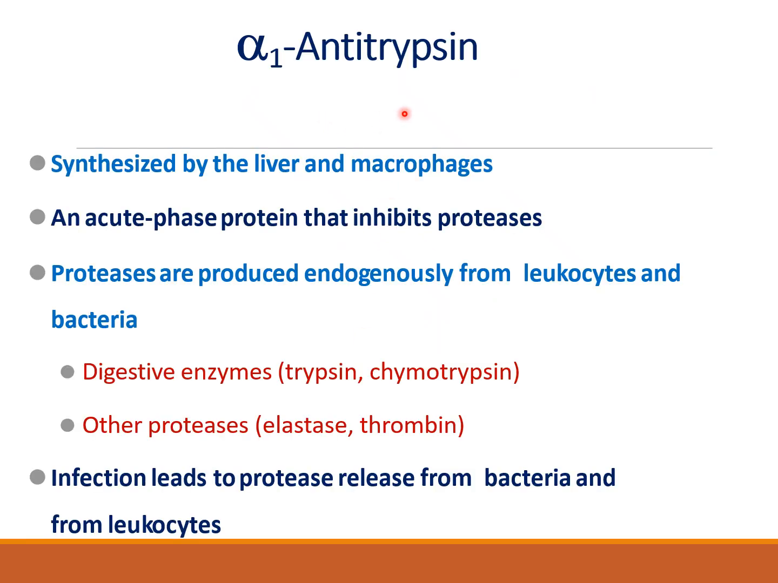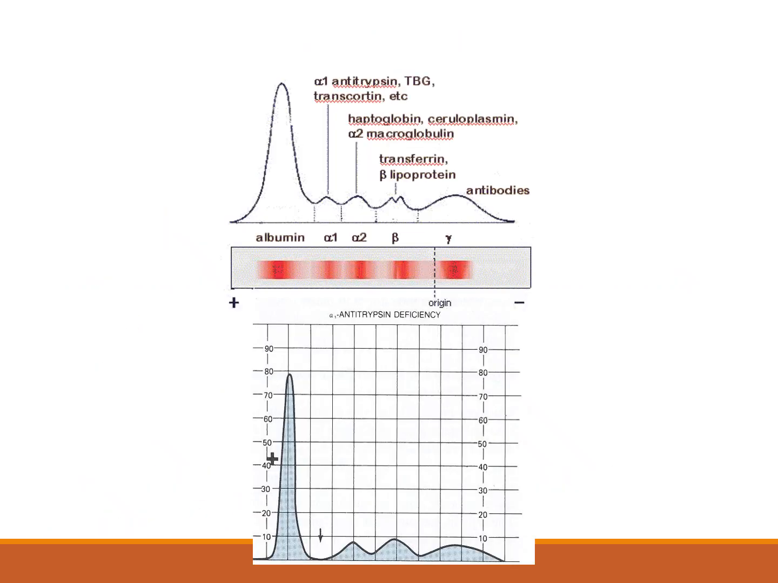Next, alpha-1 antitrypsin is synthesized by the liver and macrophages, an acute phase protein. A very important 3-mark or 4-mark question they may ask: what are acute phase proteins? Classify them. In later slides, I'll be telling. It is a protein that inhibits protease. Proteases, you'll be knowing, are proteolytic enzymes, digestive enzymes: trypsin, chymotrypsin. Other proteases may be elastase and thrombin. So infection leads to protease release from bacteria and from leukocytes.